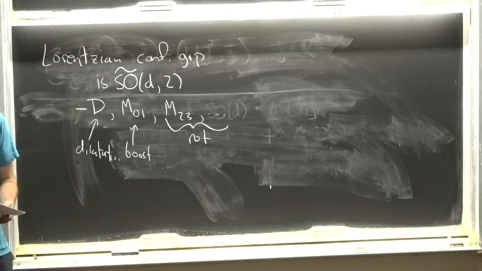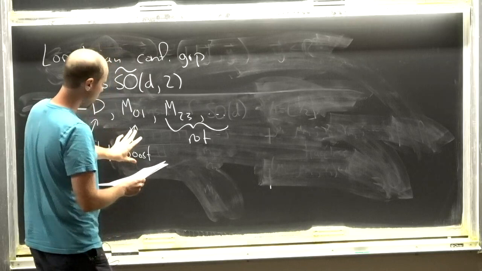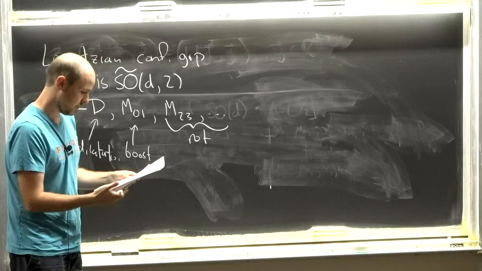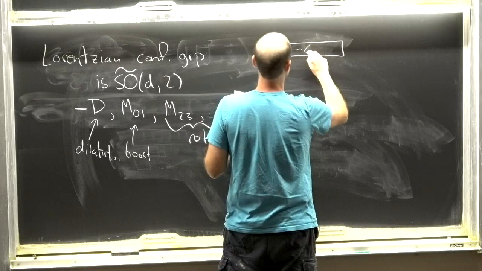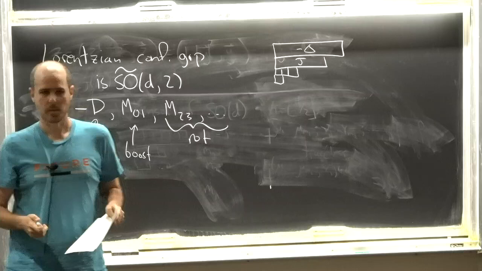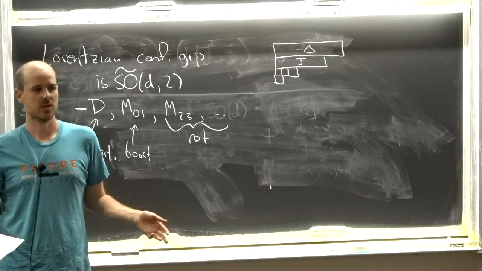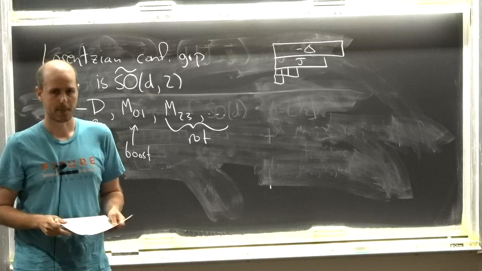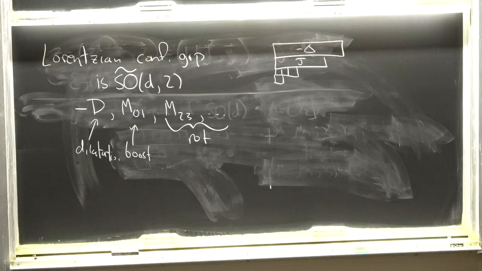Okay, so the Lorentzian group has these two non-compact generators, and that means that it's possible to consider representations of the Lorentzian conformal group with this structure, where delta and j are non-integer. In other words, you can have non-integer spin operators in Lorentzian signature. And detectors are examples. Questions?